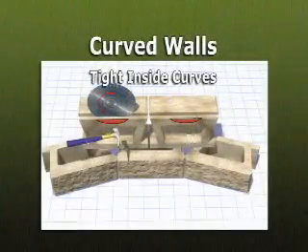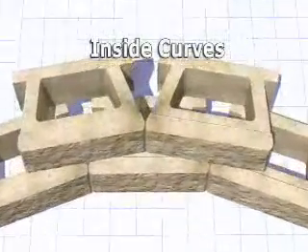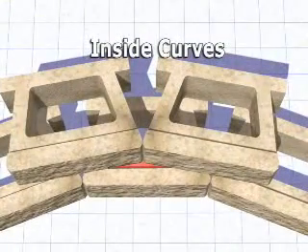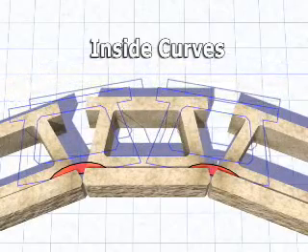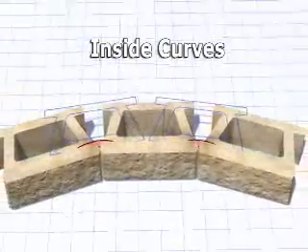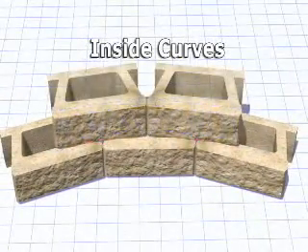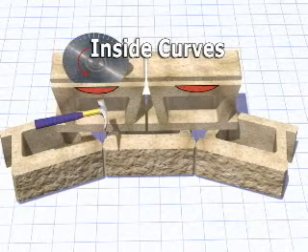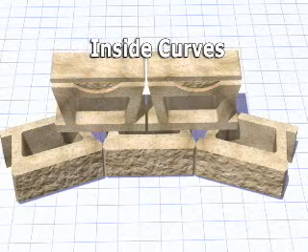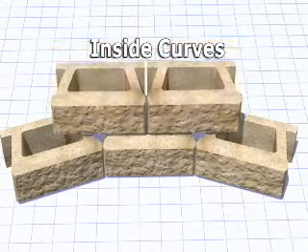Tighter radius inside curves. When building tighter inside curves, a gap can occur between the courses. For a cleaner look, remove the center part of the bottom notch on each block to fit the blocks closer together. To do this, score the center areas with a saw. Then remove the pieces and slide the blocks into place.